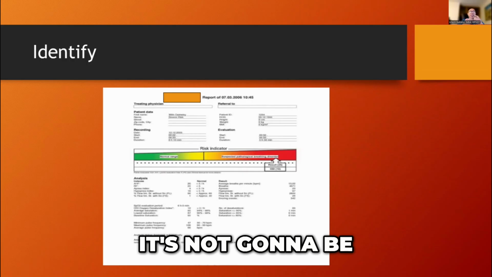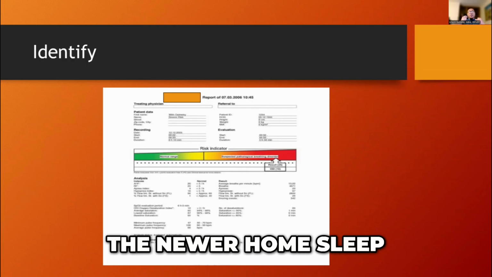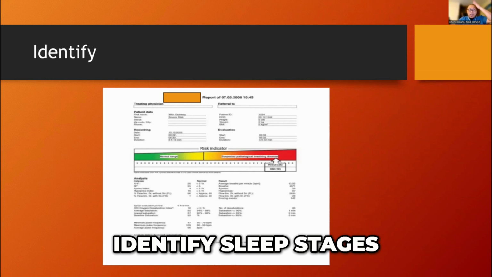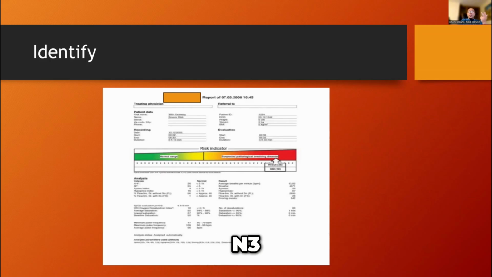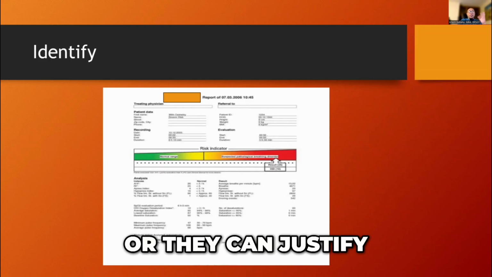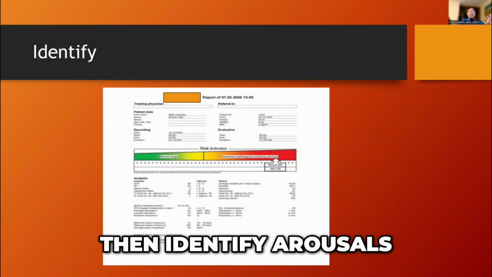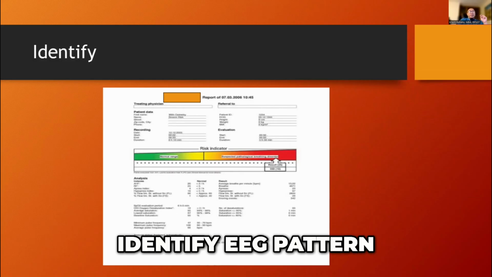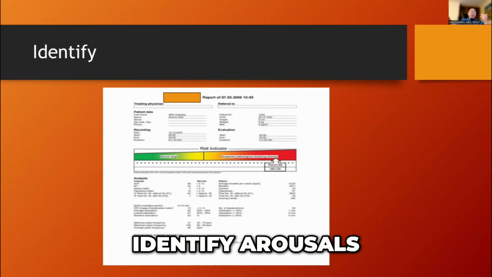However, it's not going to be like that for too long, because the newer home sleep testing devices are now able to identify sleep stages. So you will see now N1, N2, N3, REM, or they can justify whether it's REM versus non-REM. So they can also then identify arousals, because if you can identify EEG pattern, you are able to identify arousals.